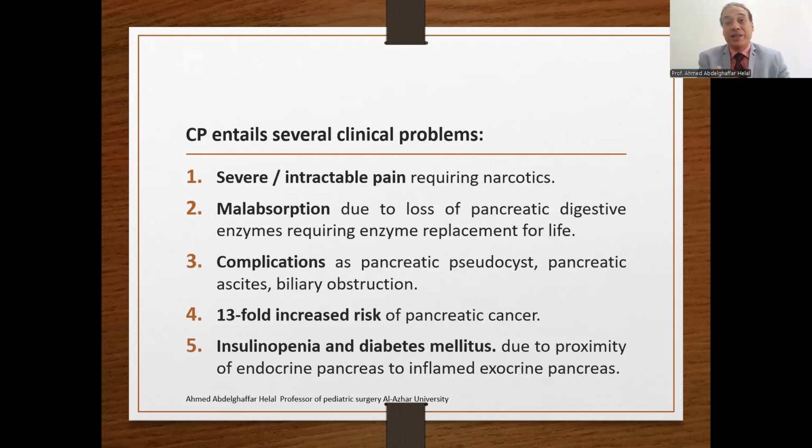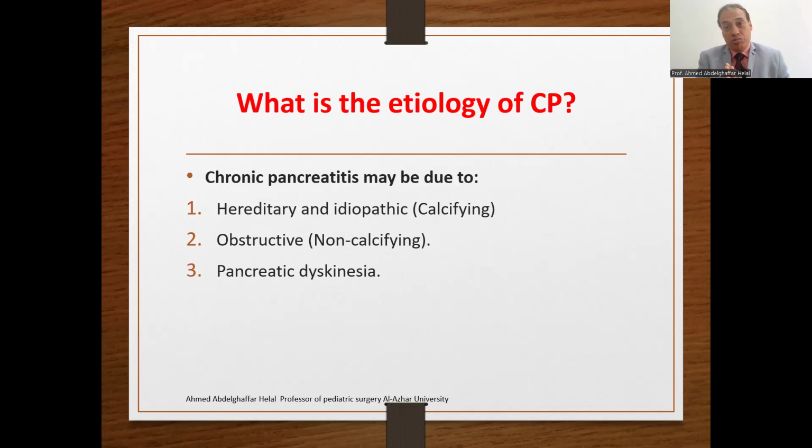In chronic pancreatitis, there will be severe intractable pain. There will be malabsorption, no digestion of the carbohydrates, proteins, fats, deficiency of enzymes, maybe complications, maybe a 13-fold risk of cancer, maybe diabetes due to proximity of the endocrine to the exocrine pancreas, so the destruction will extend to the endocrine part. What's the etiology?